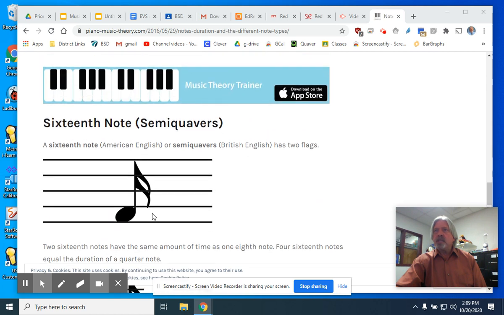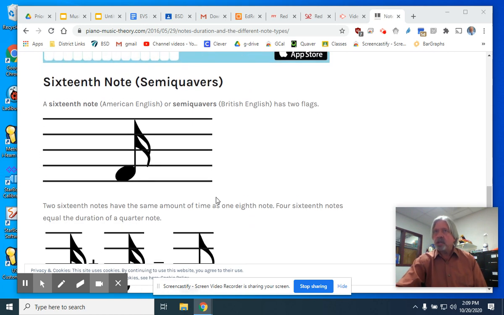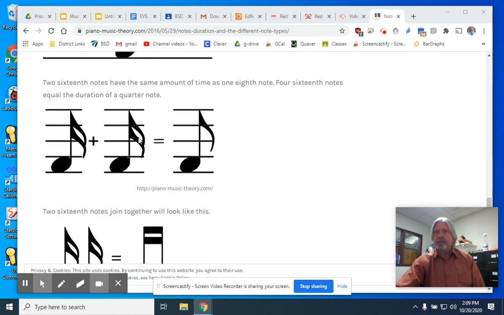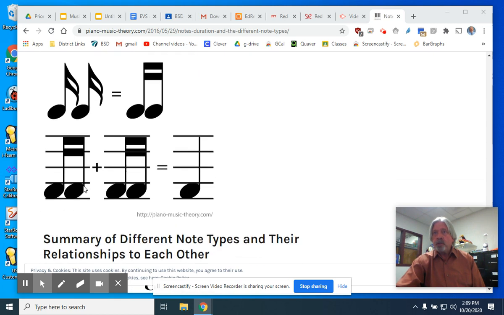Then I'm only going to take it right now to semiquavers. The 16th note in American English, or the semiquaver in British English, has, of course, two flags to it, with the note head, the stem, and the two flags. Two sixteenths have the same amount, of course, as an eighth note. And if you take four sixteenths and add those together, then you've got a quarter note.